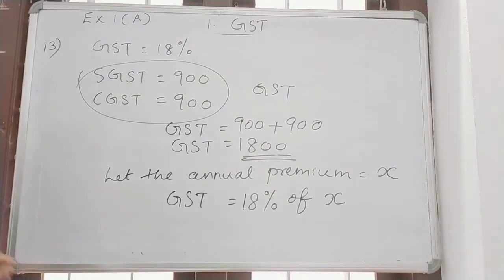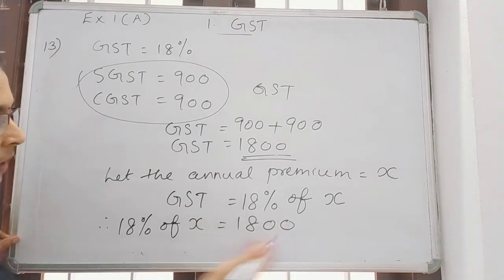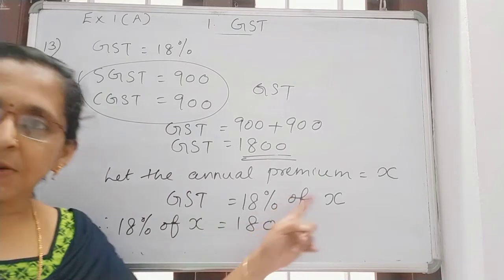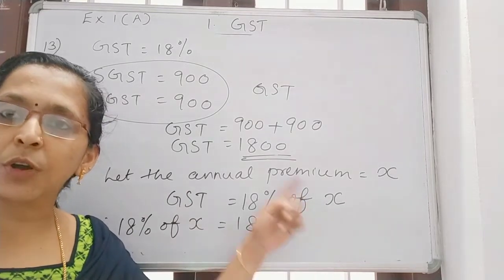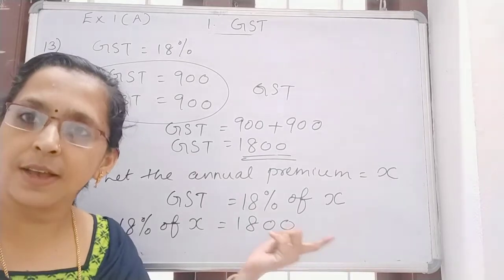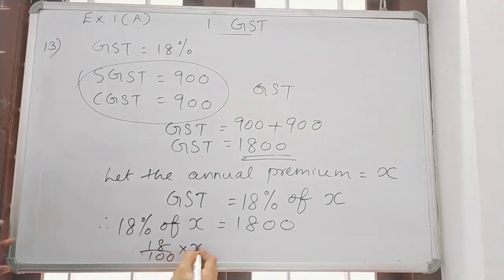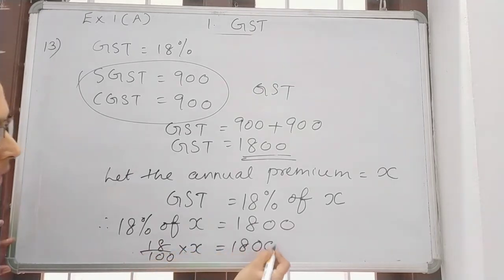So, how can we write? Therefore, 18% of X will be 1800. Both are same. Why? Because 18% of that premium amount is 1800, given 900 as SGST. So 18% of X, that is 18 by 100 into X is equal to 1800.